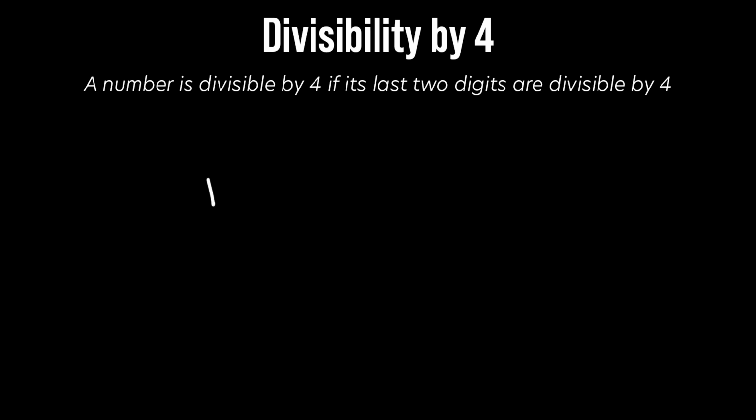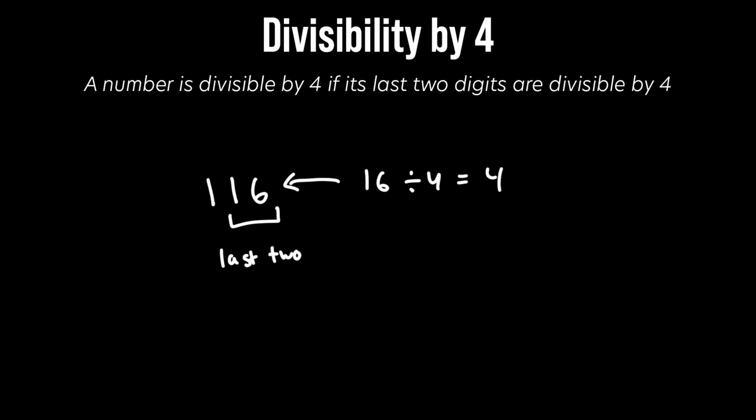Let's take the number 116. In this case, 16 would be the last two digits. And so, therefore, if this value is divisible by 4, then we know the entire number is divisible by 4. 16 happens to be divisible by 4. 16 divided by 4 is 4. Therefore, we know that the number 116 is divisible by 4.